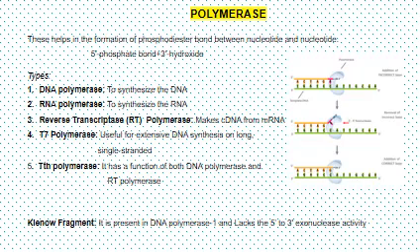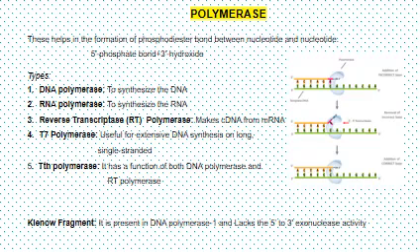Coming to polymerase, these help in the formation of a phosphodiester bond between one nucleotide and another nucleotide, between the 5' phosphate and the 3' hydroxyl. Coming to types, DNA polymerase synthesizes DNA, RNA polymerase synthesizes RNA, reverse transcriptase polymerase makes complementary DNA from mRNA, T7 polymerase is useful for extensive DNA synthesis on long single-stranded DNA. Tth polymerase has the function of both DNA polymerase and RT polymerase.